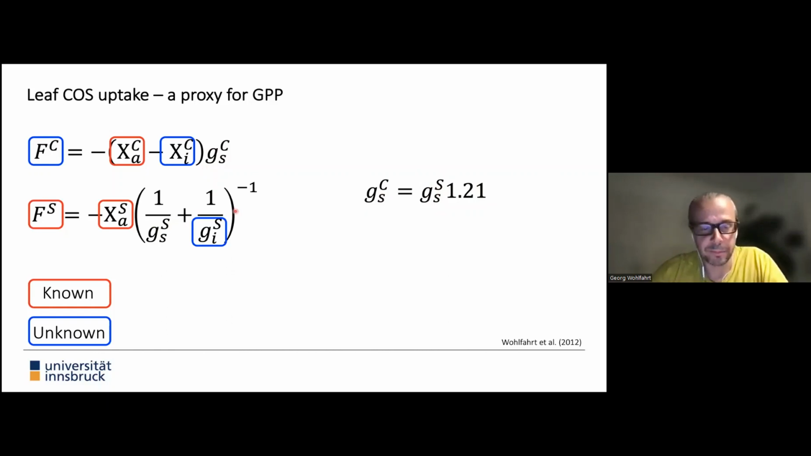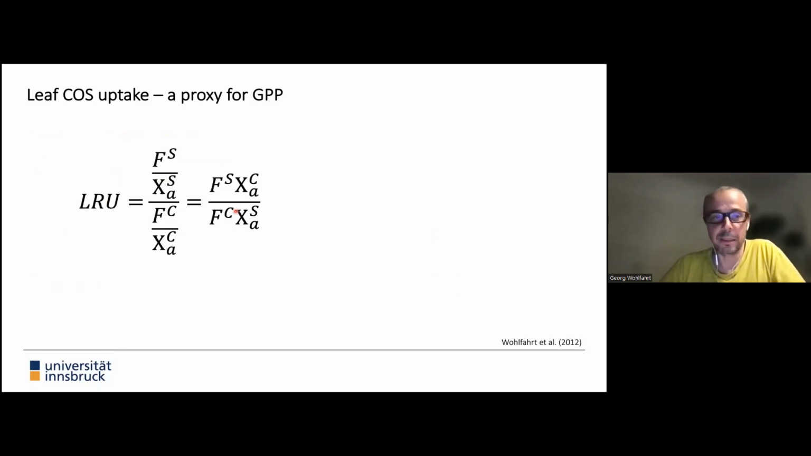And so what we do in this situation, as very often in science, is we come up with a parameterization. The parameterization to get rid of those unknowns for COS is called the leaf relative uptake rate, in short LRU. And the LRU is the ratio of the deposition velocity of COS divided by the deposition velocity of CO2. So deposition velocity means simply the flux divided by the ambient concentration.